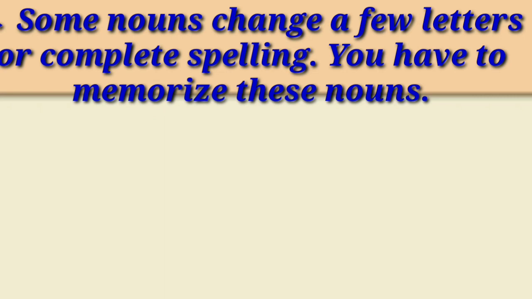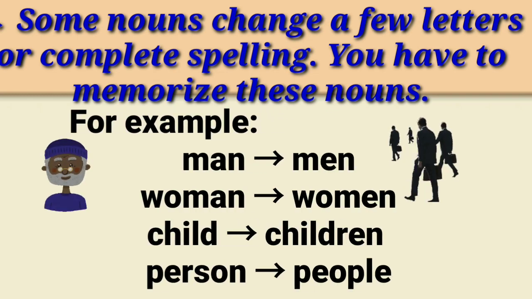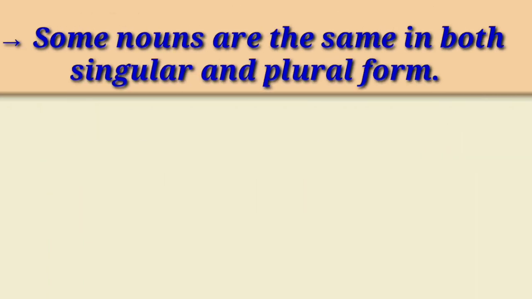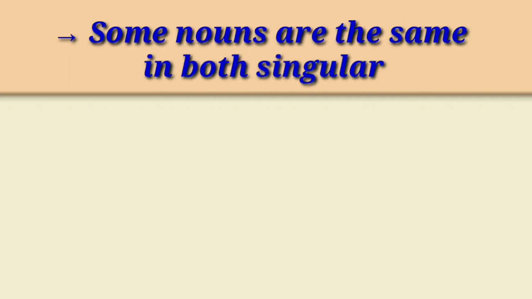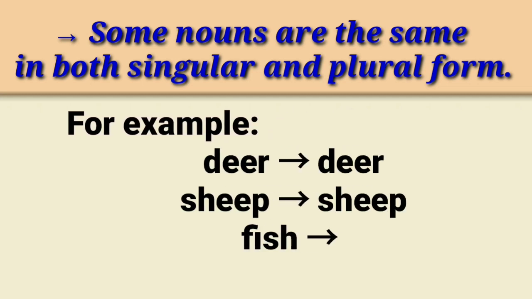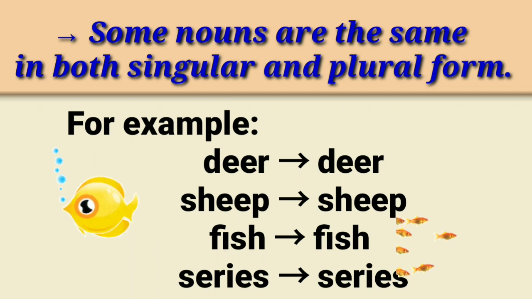Some nouns change a few letters or the complete spelling. You have to memorize these nouns. For example, man, men; woman, women; child, children; person, people. Some nouns are the same in both singular and plural form. For example, gold, silver, sugar. Some nouns are the same in both singular and plural form. For example, deer, deer; sheep, sheep; fish, fish; series, series.